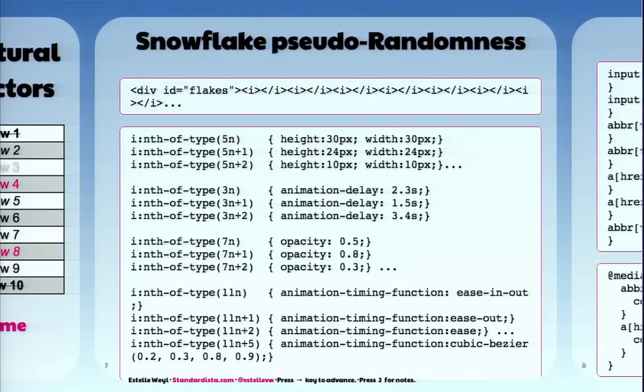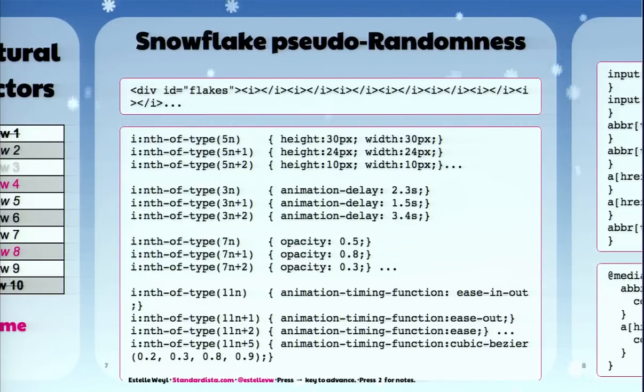So what I did is I said, this is the actual code for the snowflakes. Let me just restart the snowflakes. All it is is a bunch of i's. And I said nth of type 5n, make it big. 5n plus 1, so the 6th, the 11th, and the 1st, make it a little bit smaller. 5n plus 2, make it tiny.